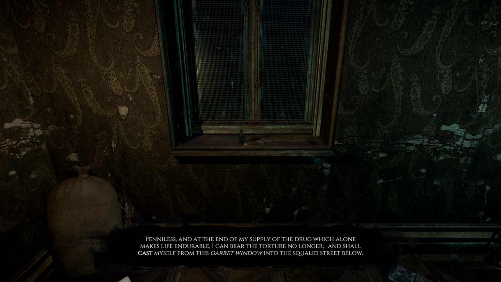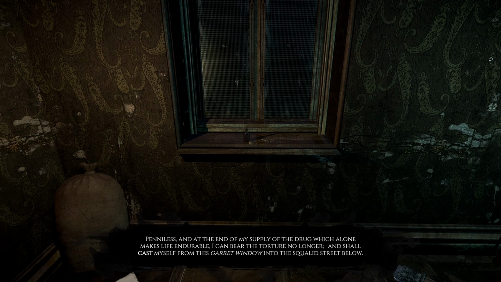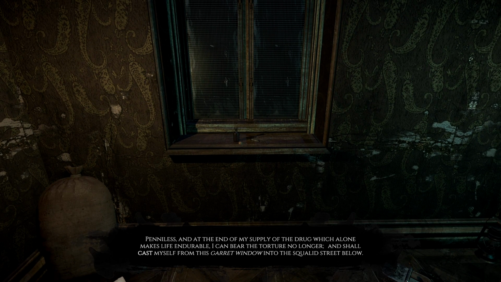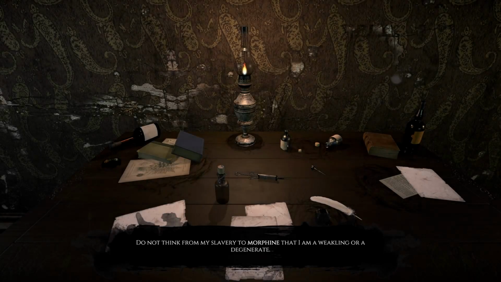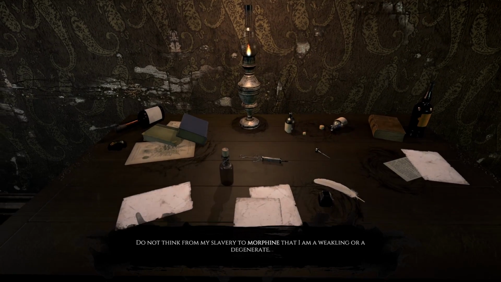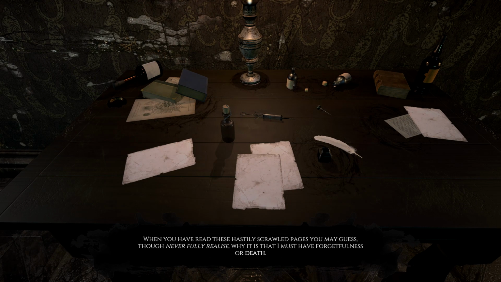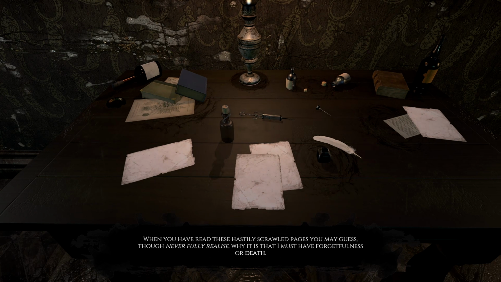Penniless, and at the end of my supply of the drug which alone makes life endurable, I can bear the torture no longer, and shall cast myself from this garret window into the squalid street below. Do not think from my slavery to morphine that I am a weakling or a degenerate. When you have read these hastily scrawled pages, you may guess, though never fully realize, why it is that I must have forgetfulness or death.